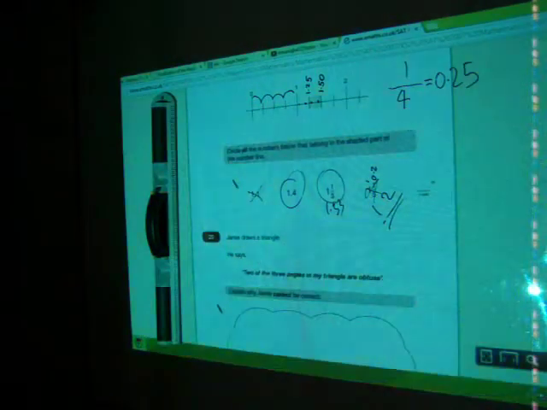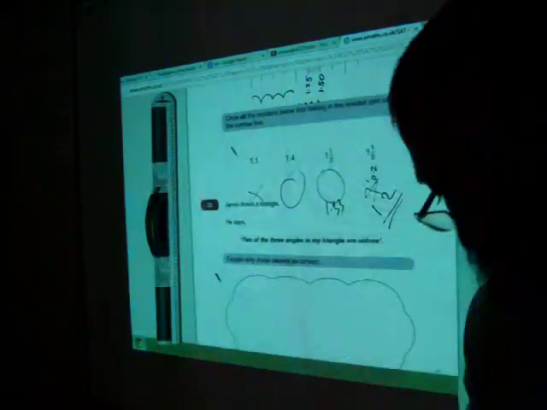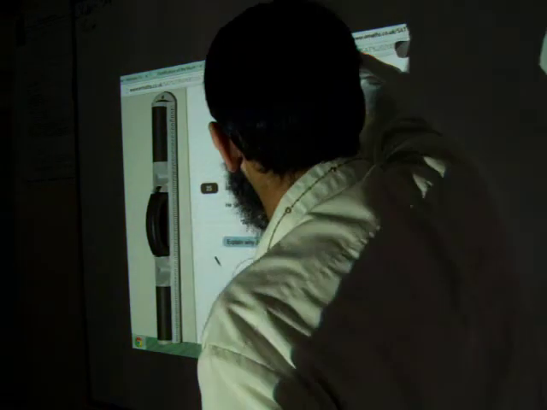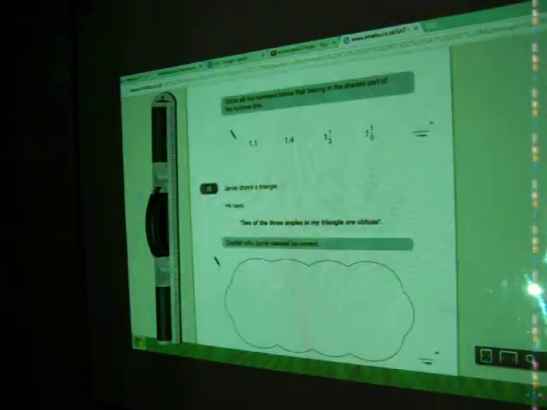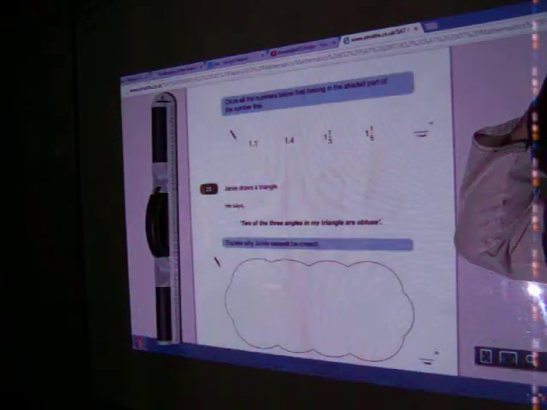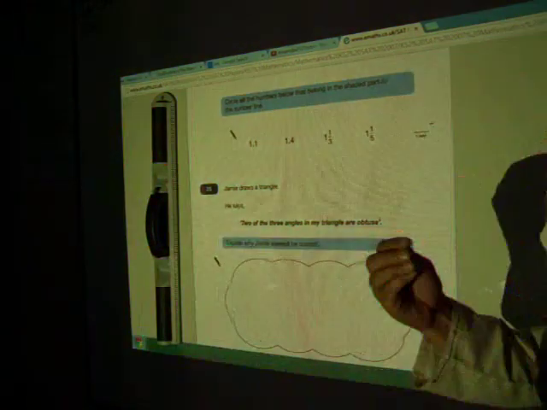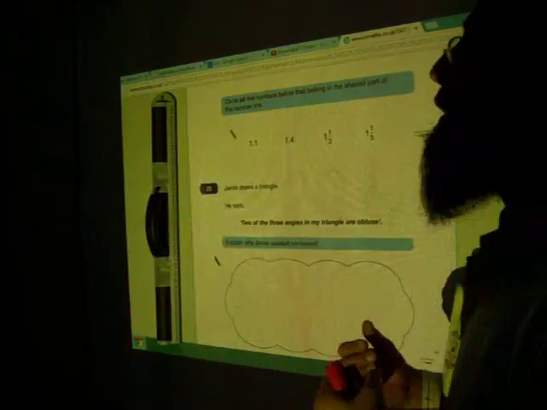Jamie draws a triangle. He says 2 of the 3 angles in my triangle are obtuse. Okay, first of all, let's see who knows what an obtuse angle is. Put your hand up. Think first, engage your brain first. How would you explain an obtuse angle? How do you define it?